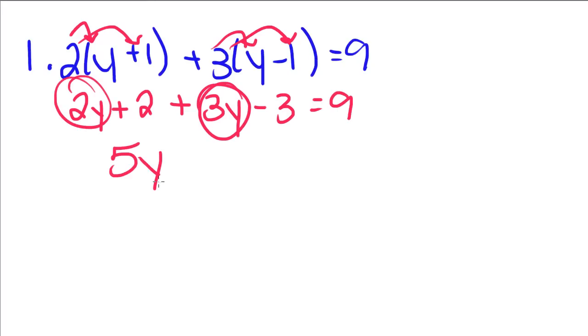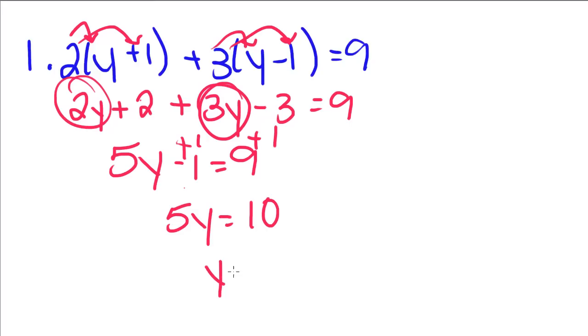We get 5y, positive 2 minus 3, negative 1 is equal to 9. Subtract that 1 over, and we get 5y is equal, or excuse me, add that 1 over. 5y is equal to 10, y is equal to 2.